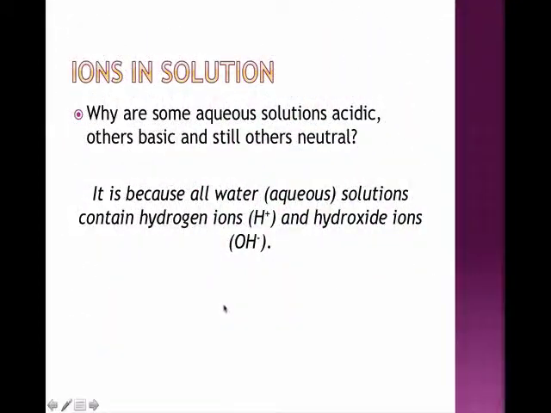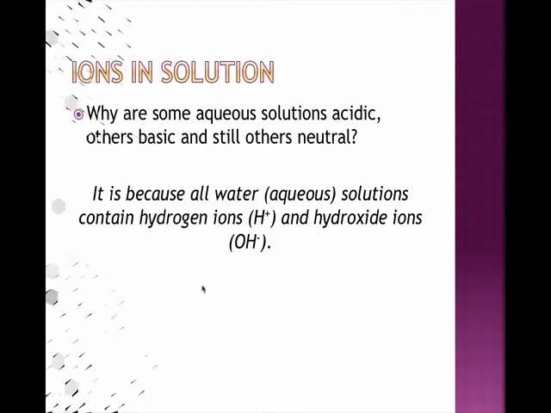So what we're trying to figure out is why are some solutions acidic, others basic, and still others neutral? We did talk about this a little bit in podcast 9.4 because we said that acids contained hydrogen ions. They produced hydrogen ions when we put them into solution. Hydroxide ions were from bases. So we know that when we put some of these solutes, these acids and bases, into solution, they produce hydrogen ions and hydroxide ions. And those are the two things that determine whether a solution is going to be acidic, basic, or neutral.